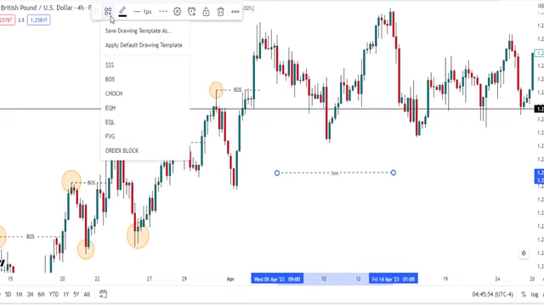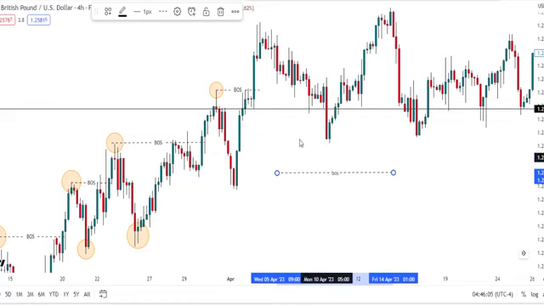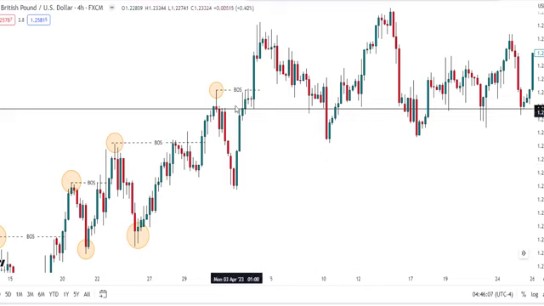Or you can simply come here and go to where you can see save drawing template, and then save it. You can name it and it will be automatically saved. So whenever you draw a line, you can label it automatically. So I hope you're getting knowledge in this.